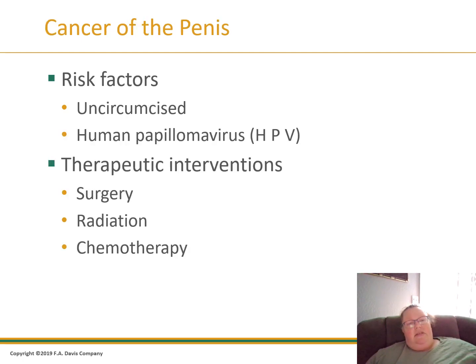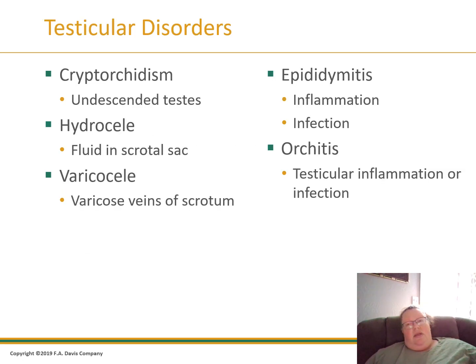All right, so cancer of the penis, risk factors are being uncircumcised and HPV. Therapeutic interventions are surgery, radiation, and chemotherapy. A lot of people find it interesting that being uncircumcised puts you at a higher risk for penile cancer. It also puts you at higher risk for damage, pain and infection as well. So, yes, it's cultural, the choice to circumcise or not, but there are also some medical components to it as well.